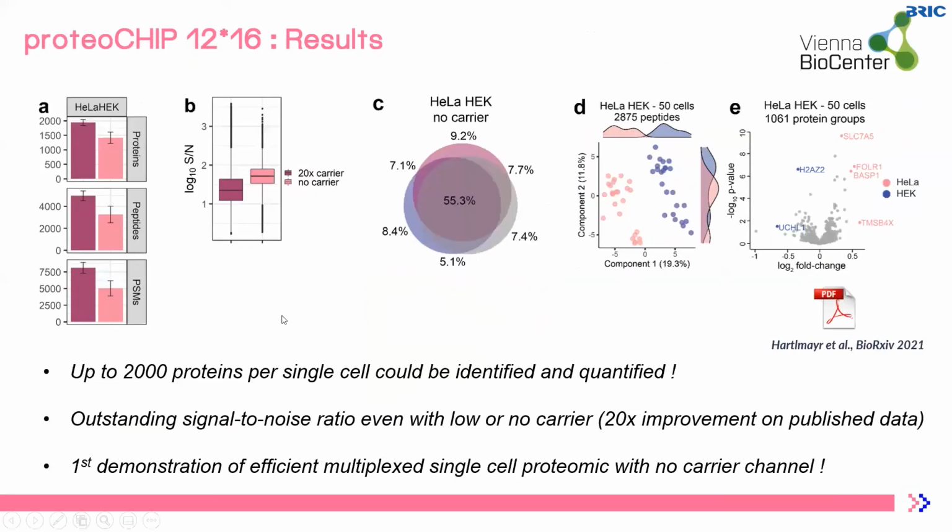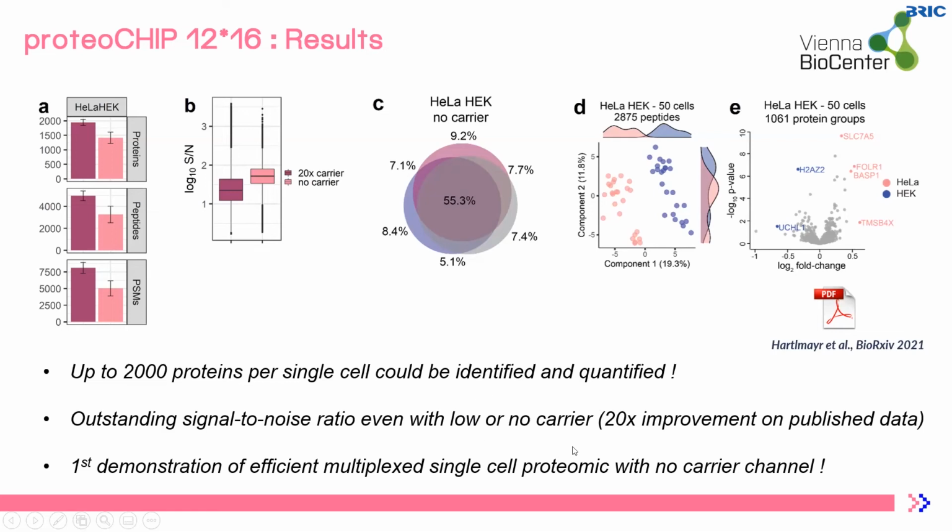And this is some example of data that have been published in a preprint on bioRxiv. The full paper is due to be published soon, hopefully in a very nice journal. And with this method, we are able to detect up to 2,000 proteins. But what is more outstanding is the quality of the data that is generated. We have much higher signal-to-noise ratio than whatever was published before, and we are even able to work without any carrier.